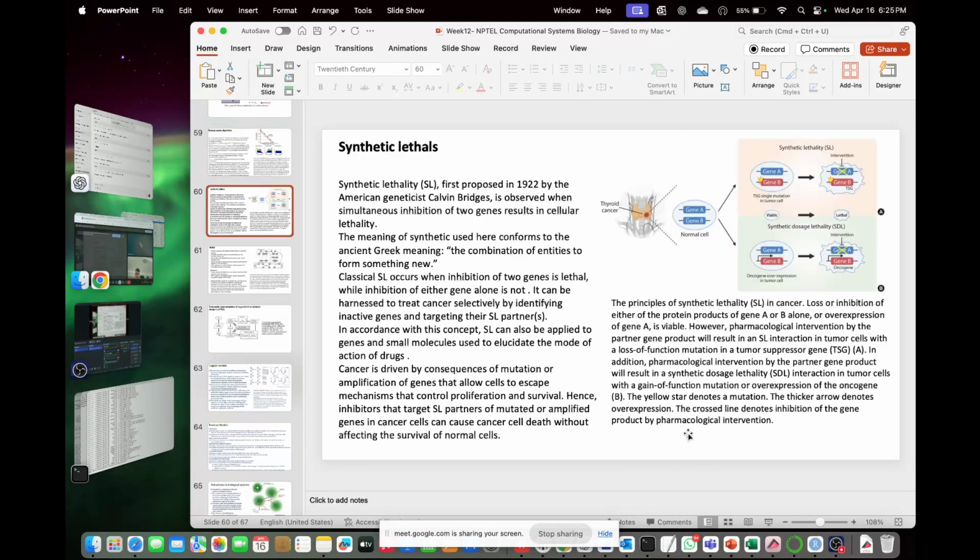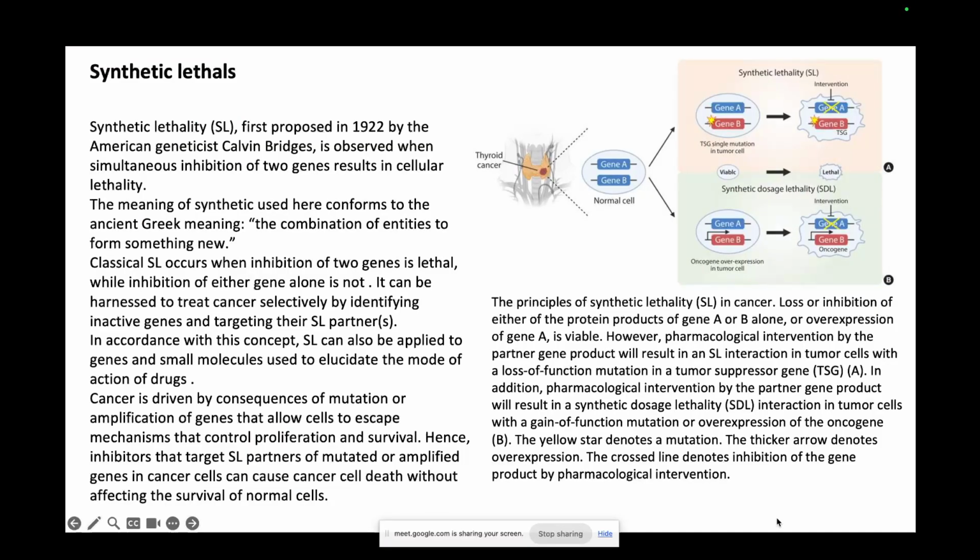I'll go to synthetic lethals directly. Synthetic lethality basically means that when inhibition of two genes, or multiple genes, together is lethal, it is a lethal phenotype, when inhibition of either gene alone is not. So together, if you knock them out, they're lethal. But individually, if you knock them out one gene at a time, they are not lethal. This is viable.